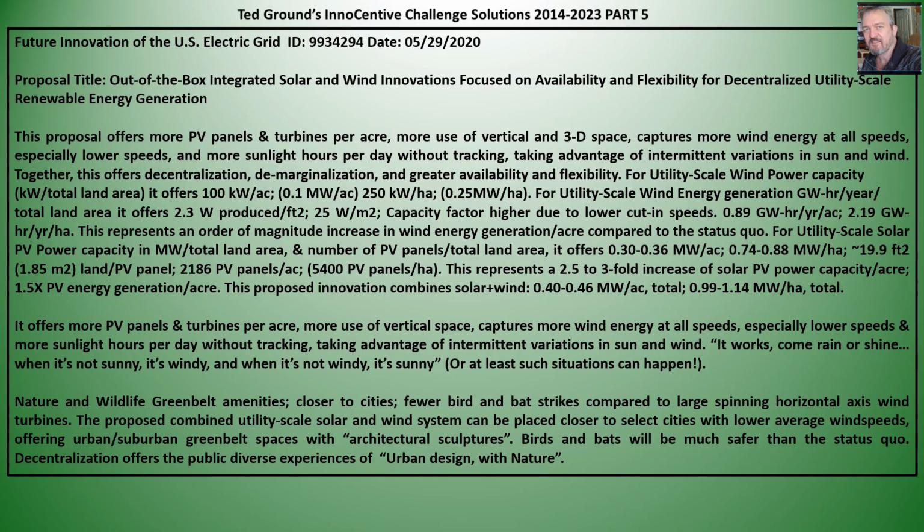So the proposal is an increase over the status quo. It offers more photovoltaic panels and turbines per acre, using more of the vertical space. It captures more wind energy at all wind speeds, especially lower wind speeds, and more sunlight hours per day without any need for a tracking mechanism for the sun. It takes advantage of intermittent variations in sun and wind.